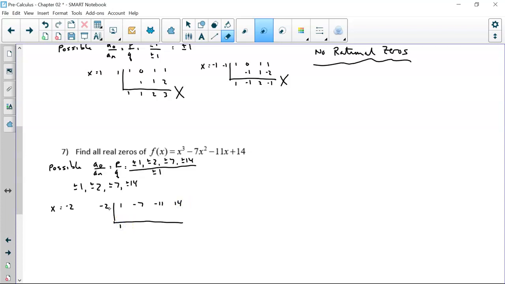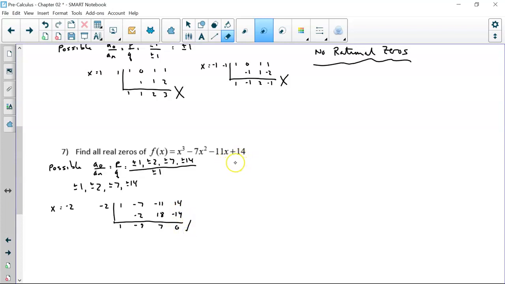Bring down the 1. Negative 2 times 1 is negative 2. When you add, you get a negative 9. Times negative 2 is a positive 18. Add, you get a 7. Times negative 2 is negative 14, and remainder of 0. It worked.